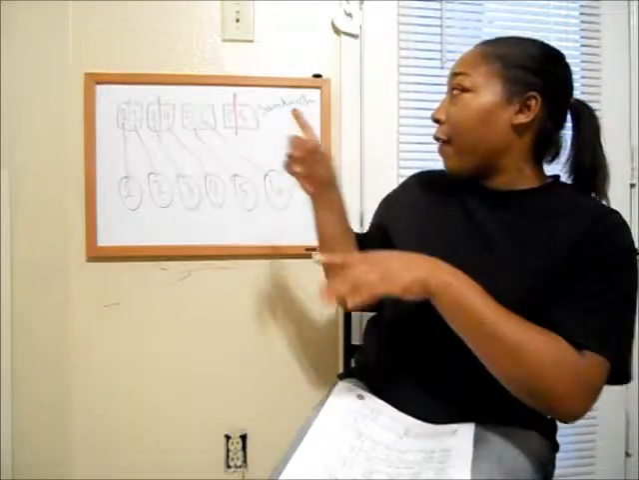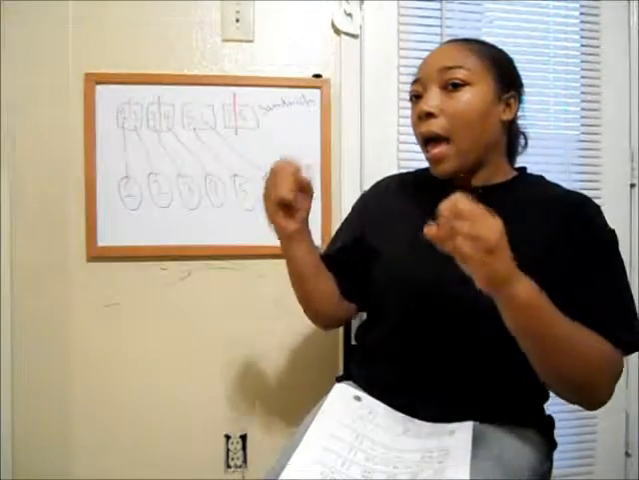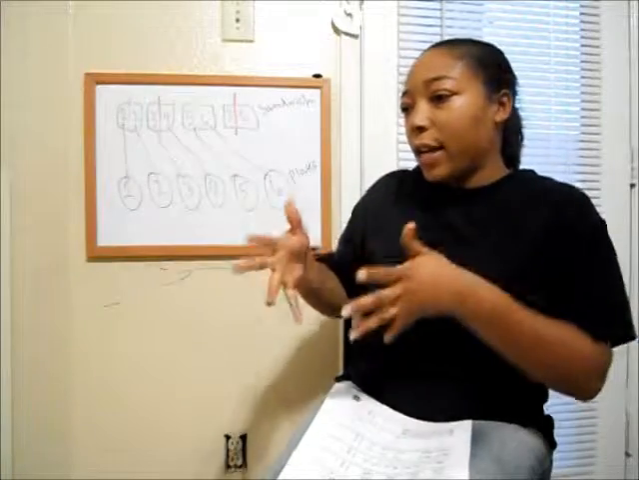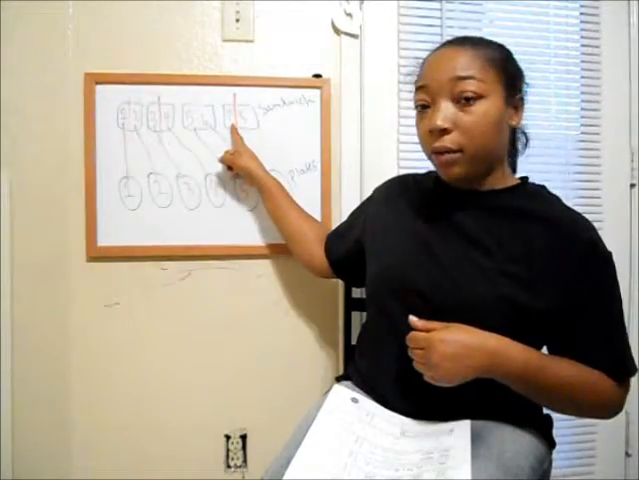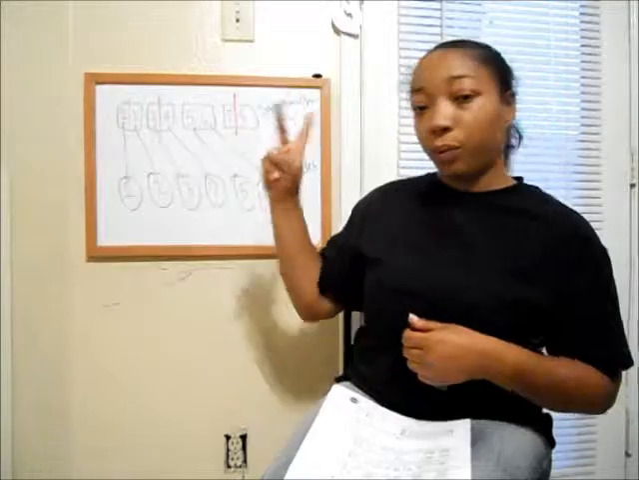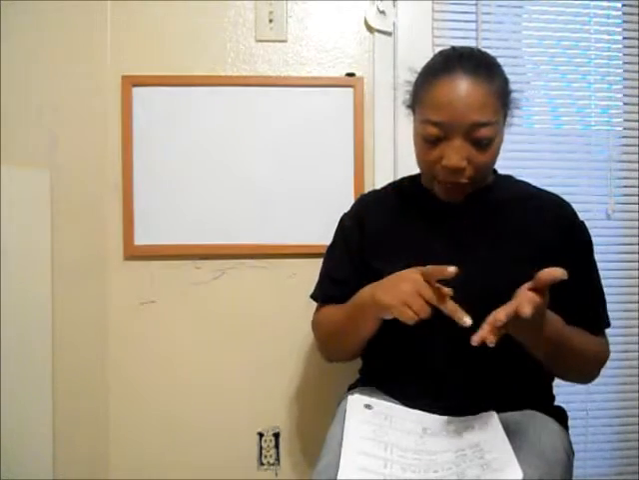Now, looking at this problem, how many halves are left? 1, 2. So the answer for number 4 is 2. Number 5 says, Carson helped make an apple pie. She took 3/4 of it to her grandmother. Which picture shows what is left?